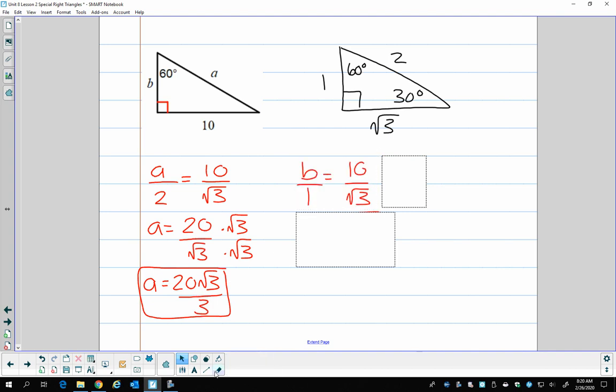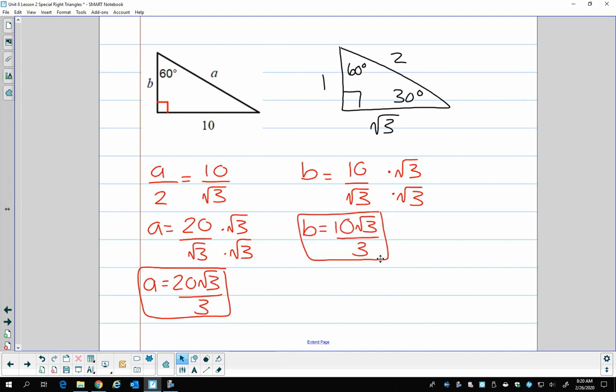Could do the same thing for b. b over 1. Again, I'm going to get rid of that divided by 1. And the only thing I have to do to finish this is rationalize that denominator. I get 10 root 3 over 3.